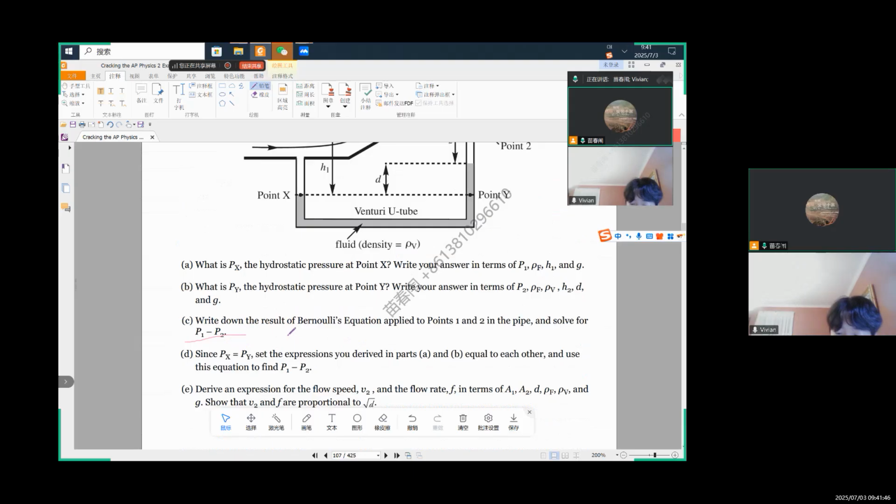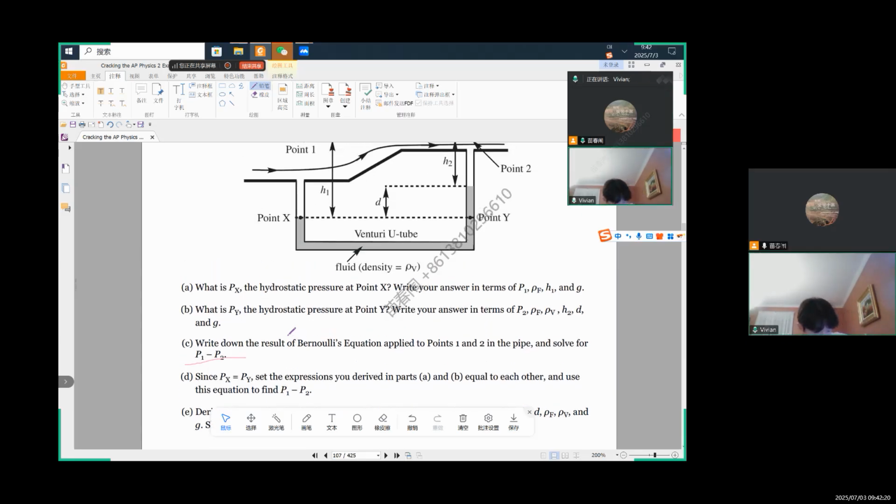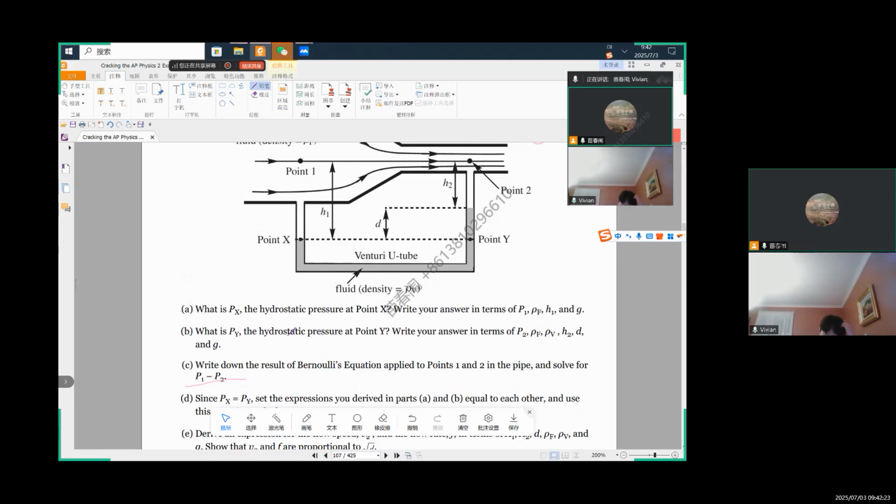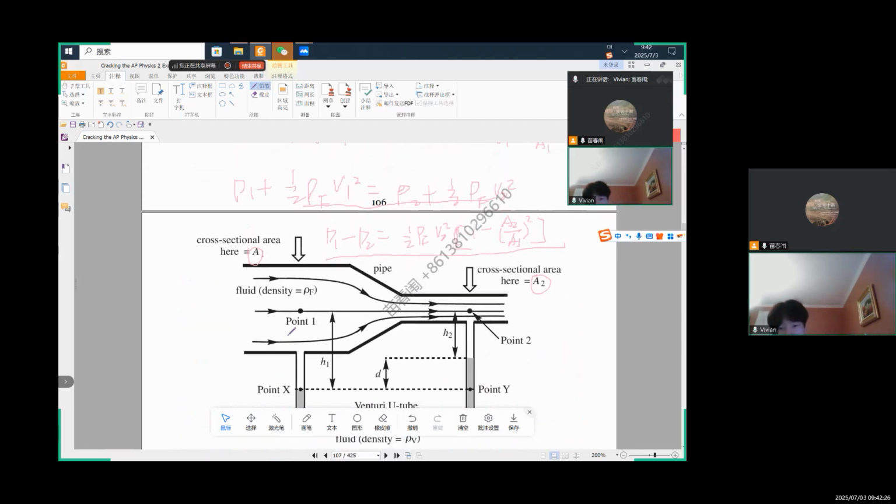Since Px equals Py, set the expressions we derived in parts A and B equal to each other, and use this equation to find P1. Px minus Py. Wait, let me see. Why does Px equal Py? Px and Py.